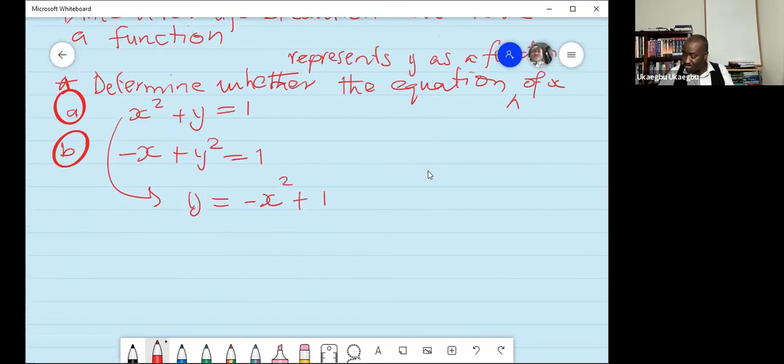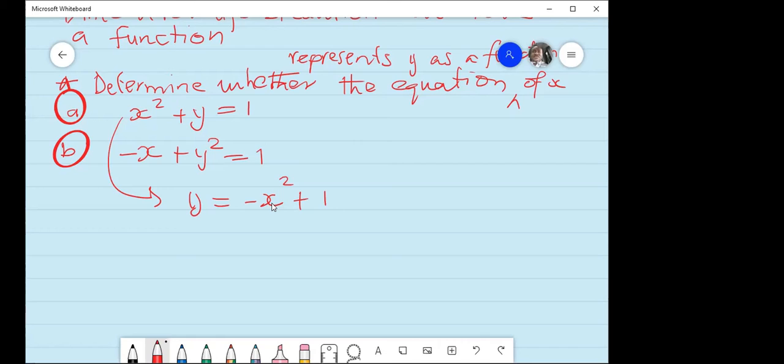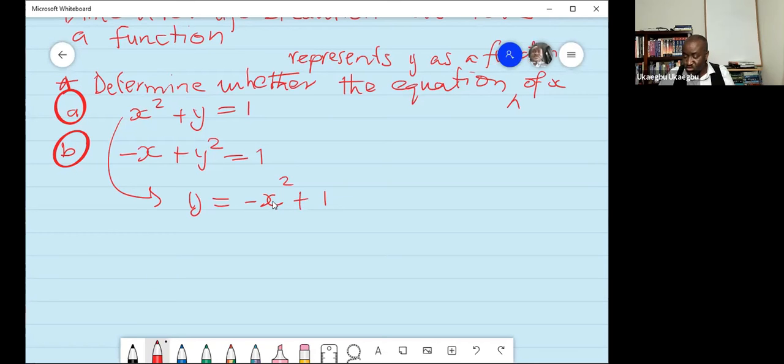How about the second one? So what that means is, for each value of x, you are going to have a corresponding value of y. This is what it means.